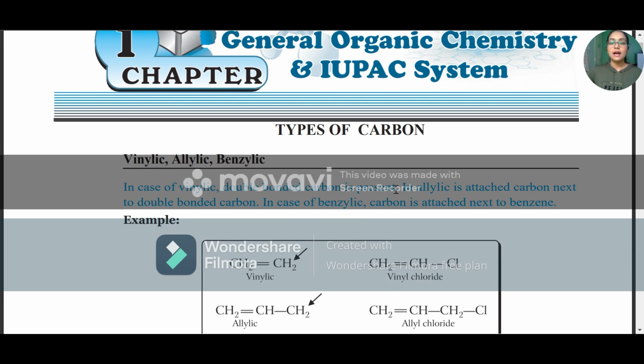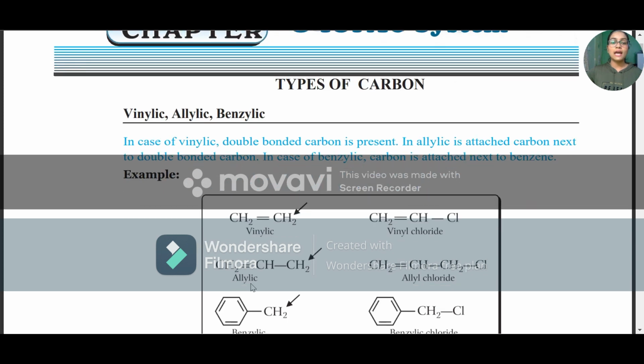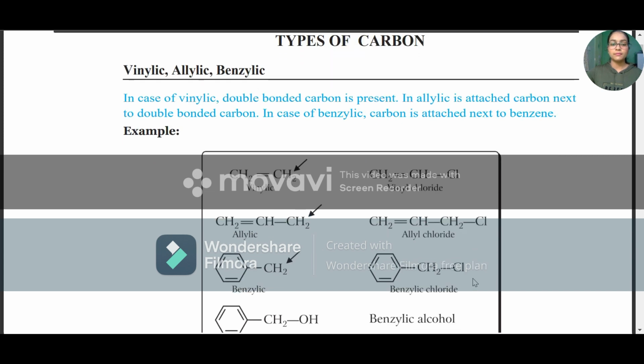So our next is allylic. In allylic, the carbon attached is next to the double bond carbon. So allylic is the carbon which is present next to the double bond. So this is an allylic carbon, and when a hydrogen is removed and Cl is added, this becomes allyl chloride.